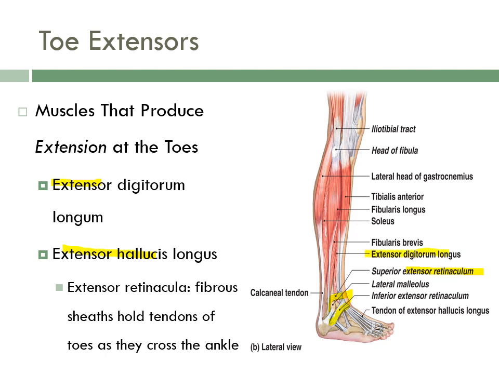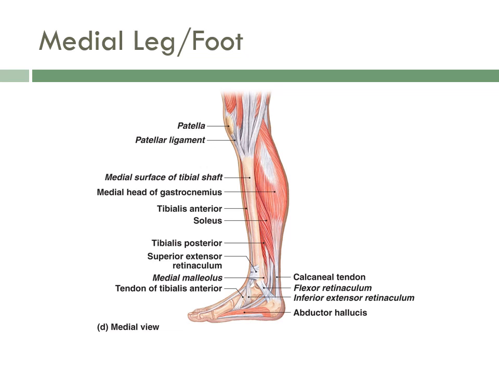So here's our extensor digitorum longus, which you can see is a deep muscle on the anterior surface of the leg. So here you can see tibialis posterior down here. We have our extensor retinaculum, the larger gastrocnemius in the back.